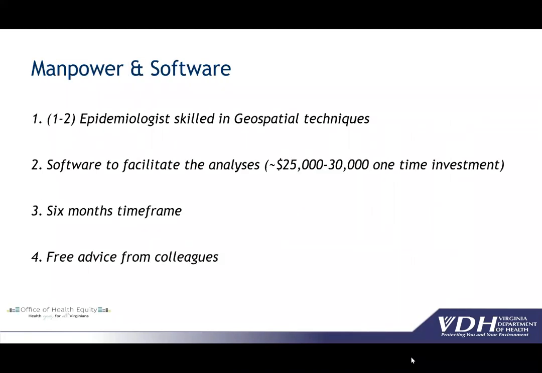And again, for manpower, you might need one or two EPIs skilled with geospatial techniques. It's important to have someone that has that skill. And also do more investment. We bought software, close to $30,000, SPSS Modeler, to be able to do that. It took roughly about 6 months to get this index done. And also, not only did we have some of the EPIs in the building, we also had people that gave us free advice from VDOT, and some of their technicians also helped us to identify some of these variables.